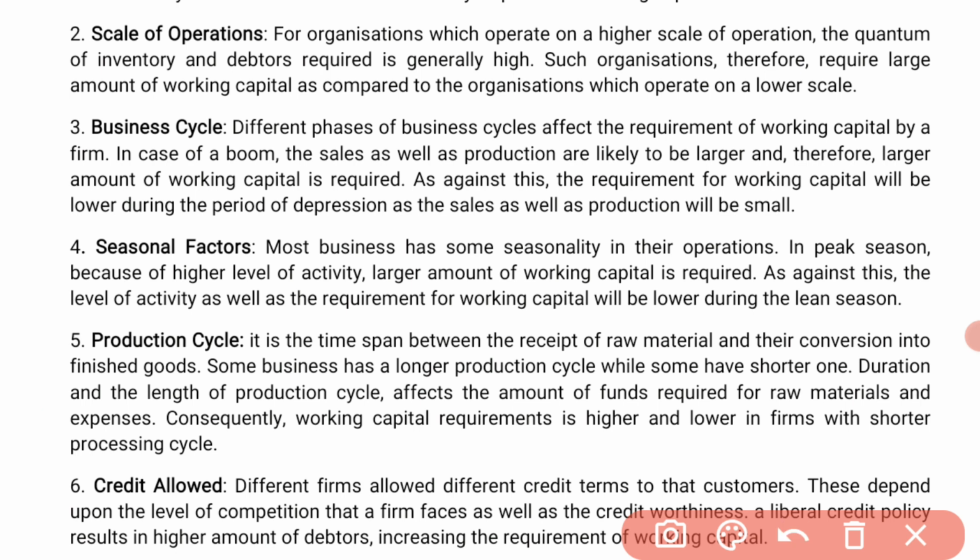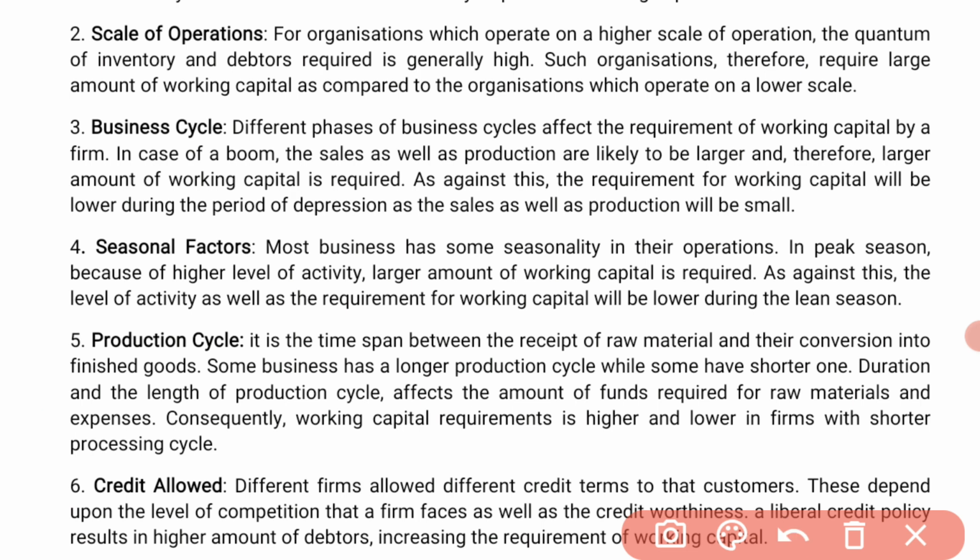And next, that is business cycle. Different phases of the business cycle affect the requirement of working capital by a firm. In case of a boom, the sales as well as production are likely to be larger, and therefore a larger amount of working capital is required. As against this, the requirement for working capital will be lower during the period of depression, as the sales as well as production will be small.